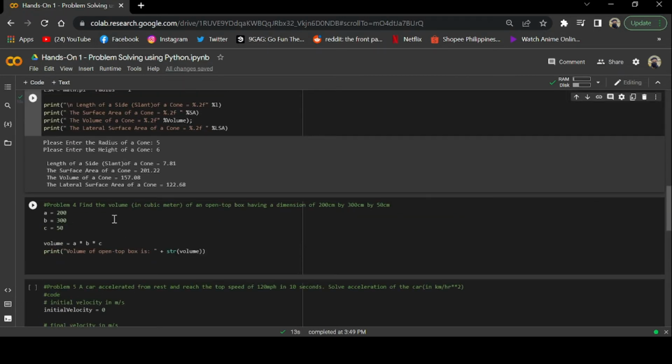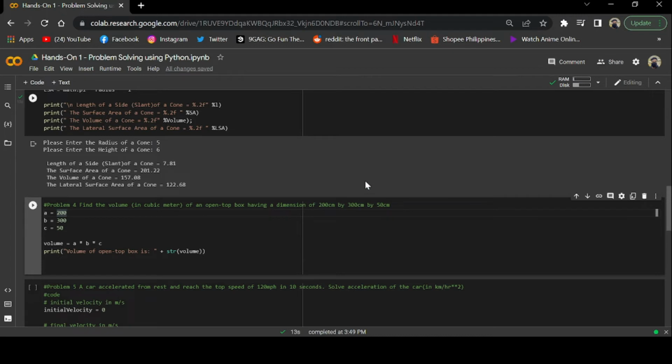So moving on, problem number 4, which is to find the volume in cubic meters of an open top box having dimensions of 200 cm by 300 cm by 50 cm.